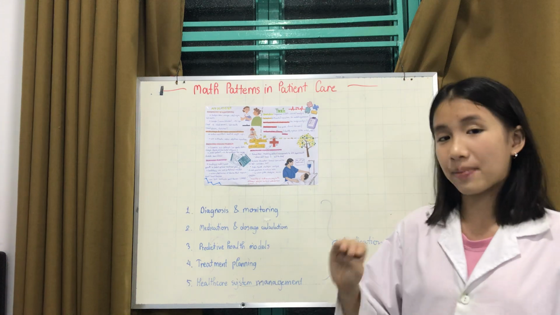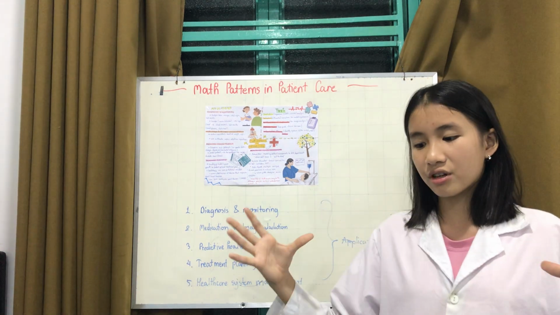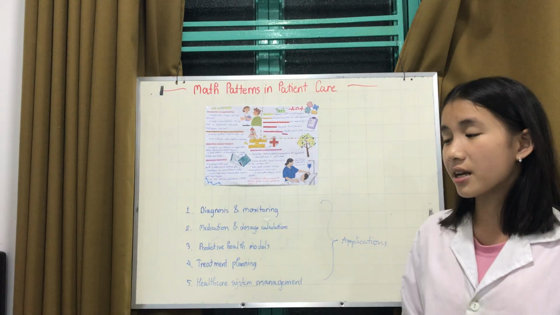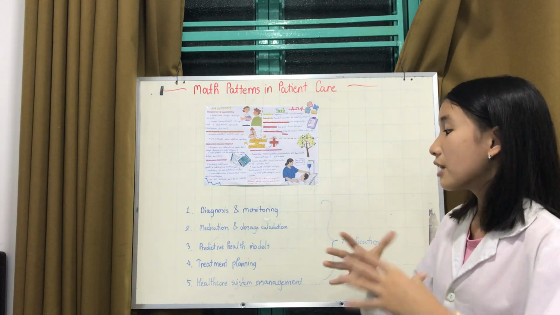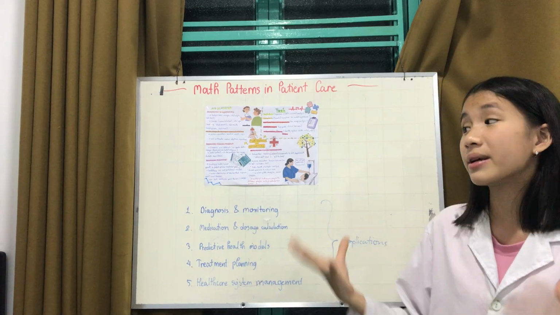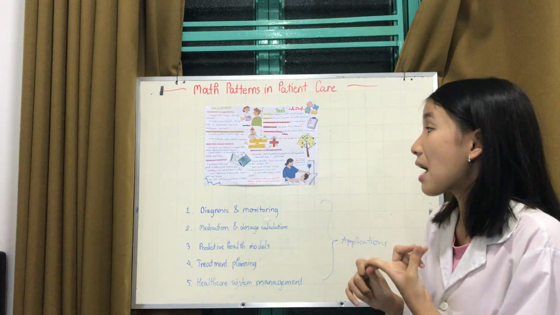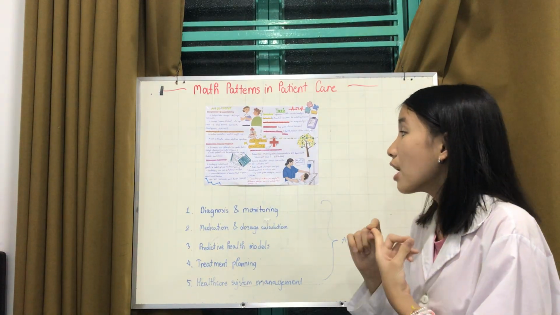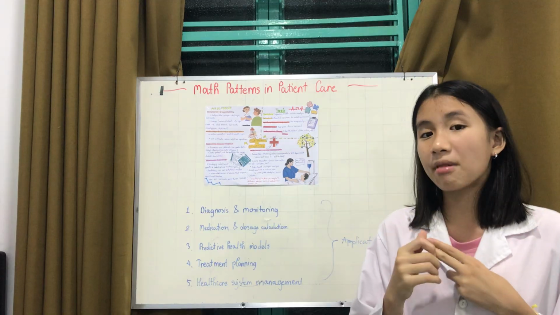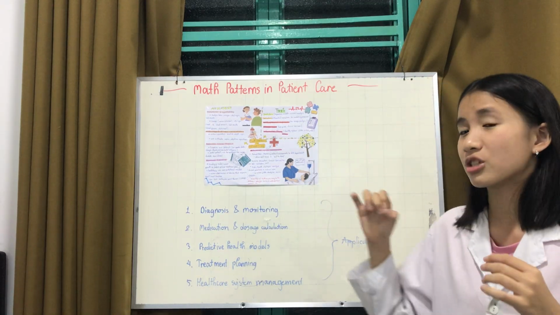The fourth application is treatment planning. Now, after they gather all that information, they will use math patterns to come up with a treatment plan. So for example, in oncology, they'll use math patterns to model tumor growth to predict the optimal treatment plan to cure that cancerous tumor.